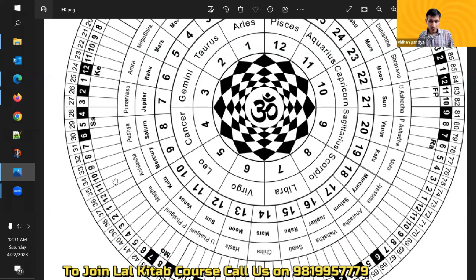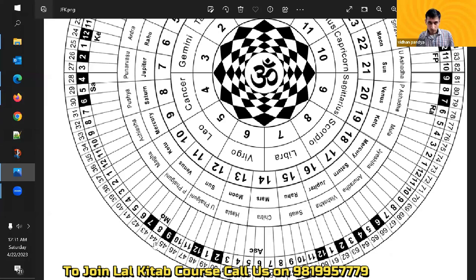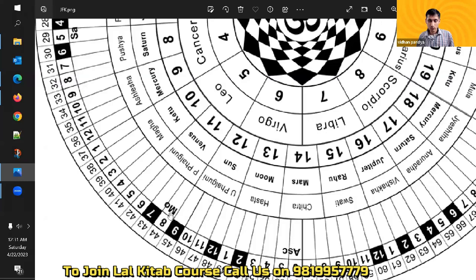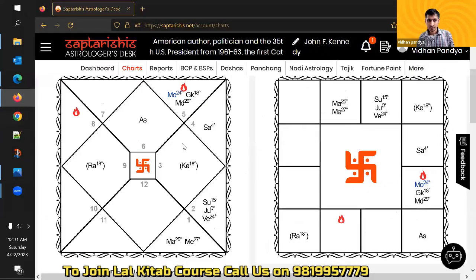44th year, next event. In the 44th year, we see Moon is situated here. It is under the sign Leo. Now let's see what house Leo is occupying. Leo is occupying your 12th house. And it is the planet Moon.